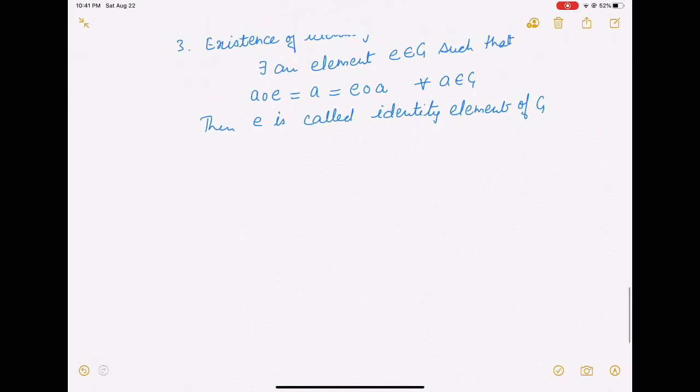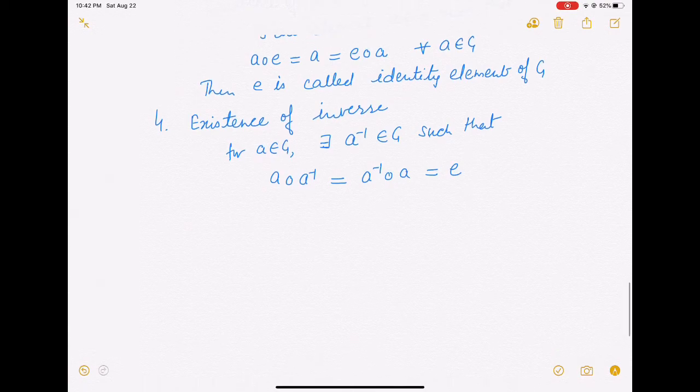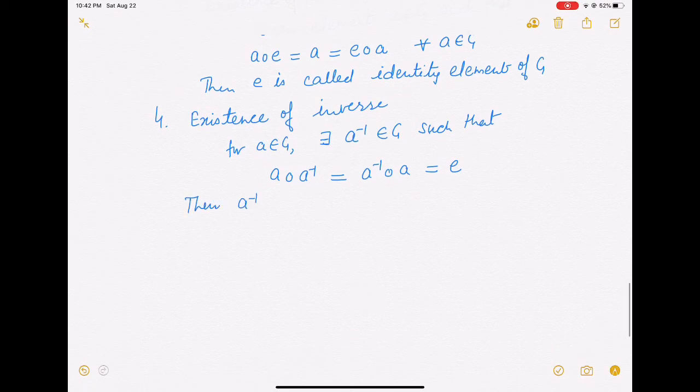Next property is the existence of inverse. What this property says: for every element A belongs to G, there exists A inverse belongs to G such that A operated on A inverse is the same as A inverse operated on A, and it gives you the identity element E. Then A inverse is called the inverse of A.